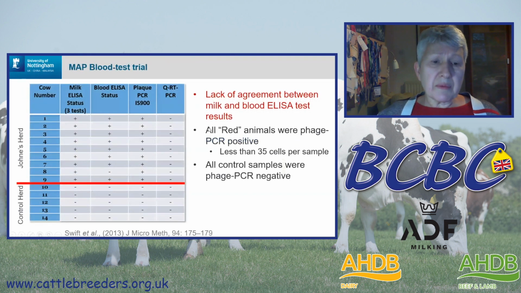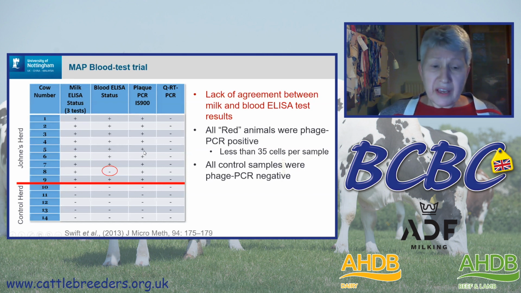So there's a snapshot of the results. And the first thing I want to point out is that we didn't get a total agreement between the milk and blood ELISA results. You can see an animal here that actually gave us a negative blood ELISA result, despite the fact it had 3 positive milk ELISAs.